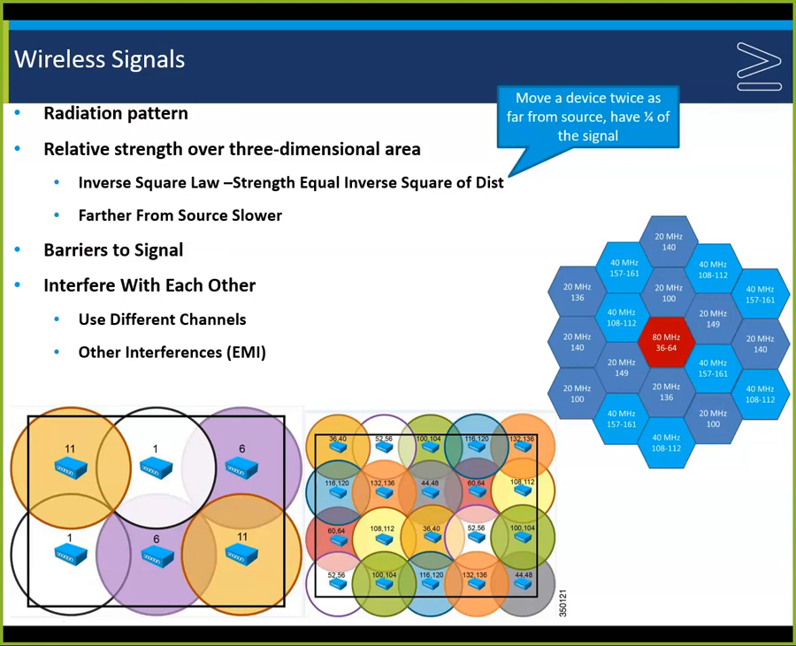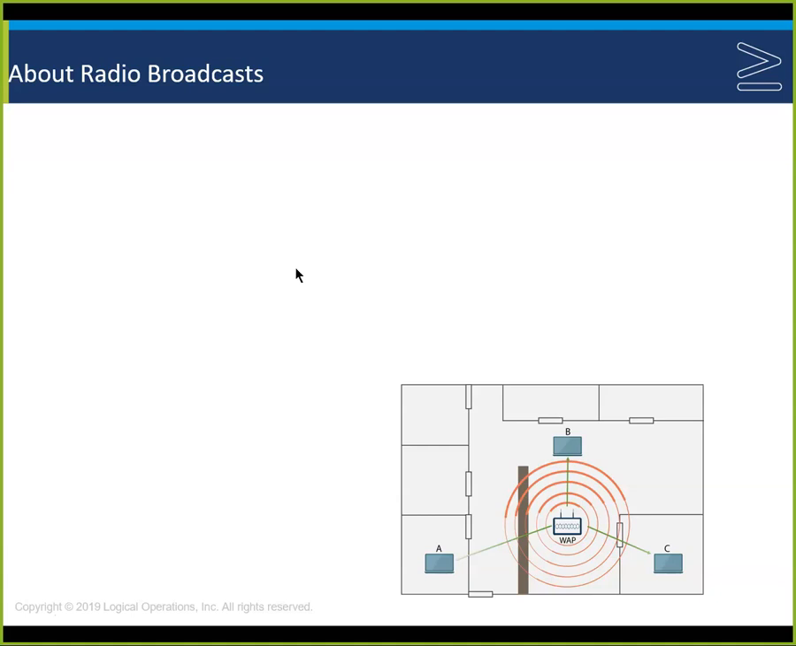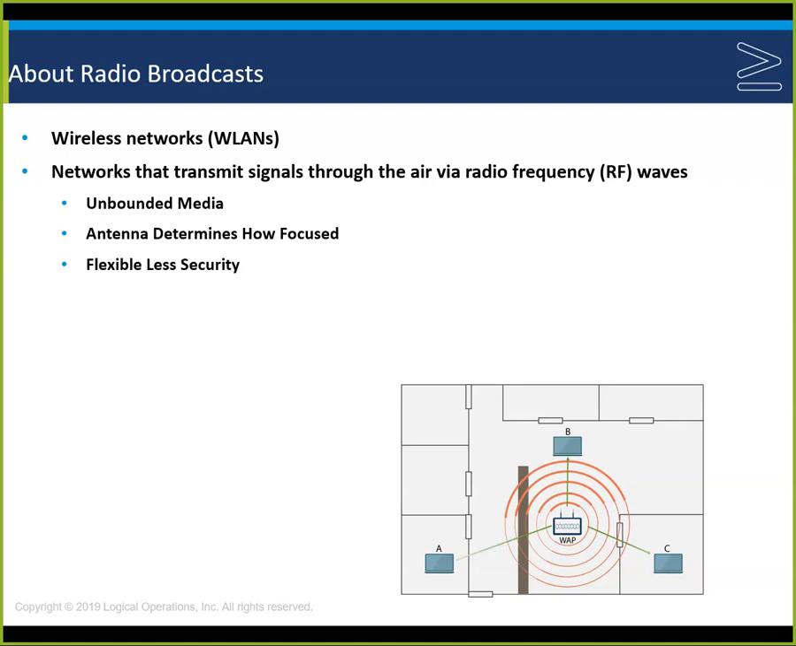You need to be aware of all of those things and try to get it as far away from any kind of interference as possible. And the closer we are, the better it's going to be for each of these things. The wireless local area networks transmit the signals through the air via RF frequencies. It's an unbounded media. The antenna determines how focused it's going to be.